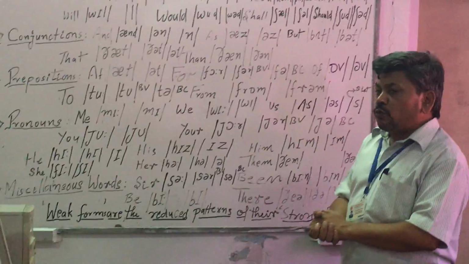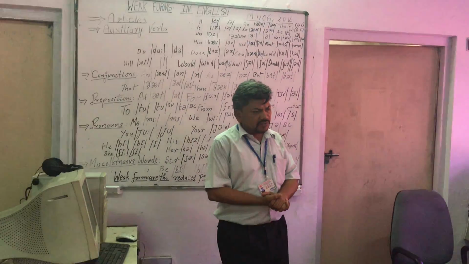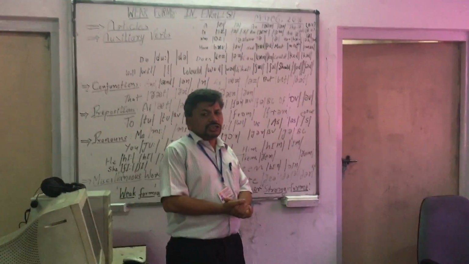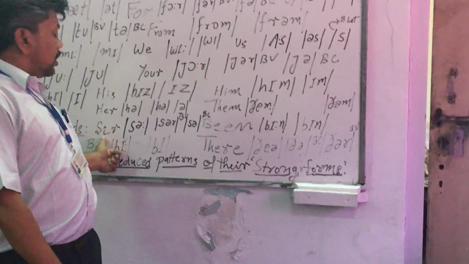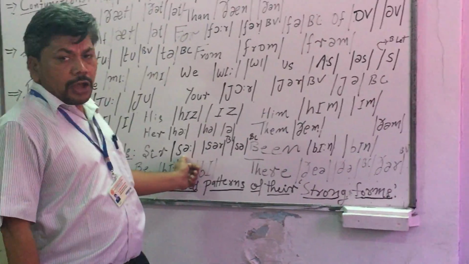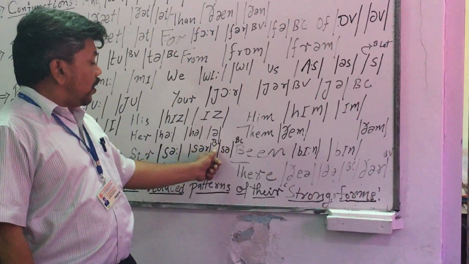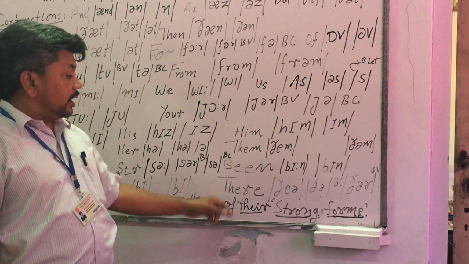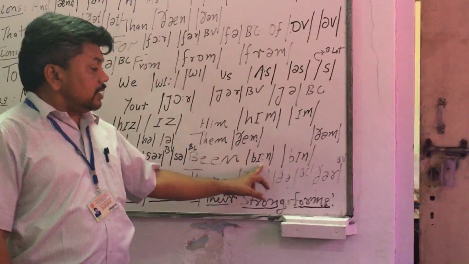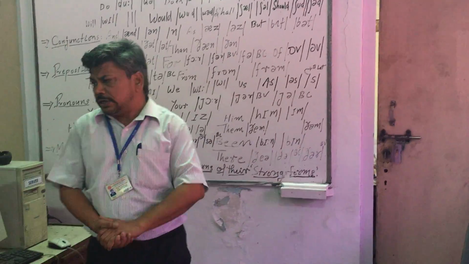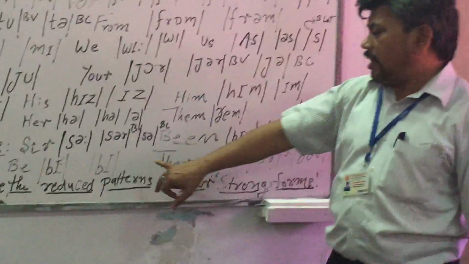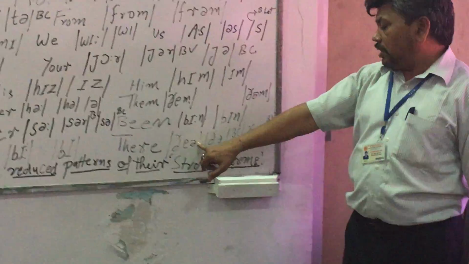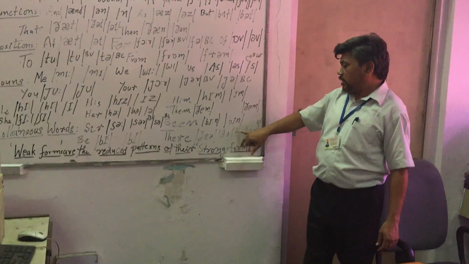Coming to a few more words that can possibly be identified as having weak forms, that is 'sir'. S-I-R, this is 'sir' long, but 'ser' before vowel and 'se' before consonant. And there is 'been'. And later on we will notice 'be'. There becomes 'the' before consonant and 'ther' before vowel.